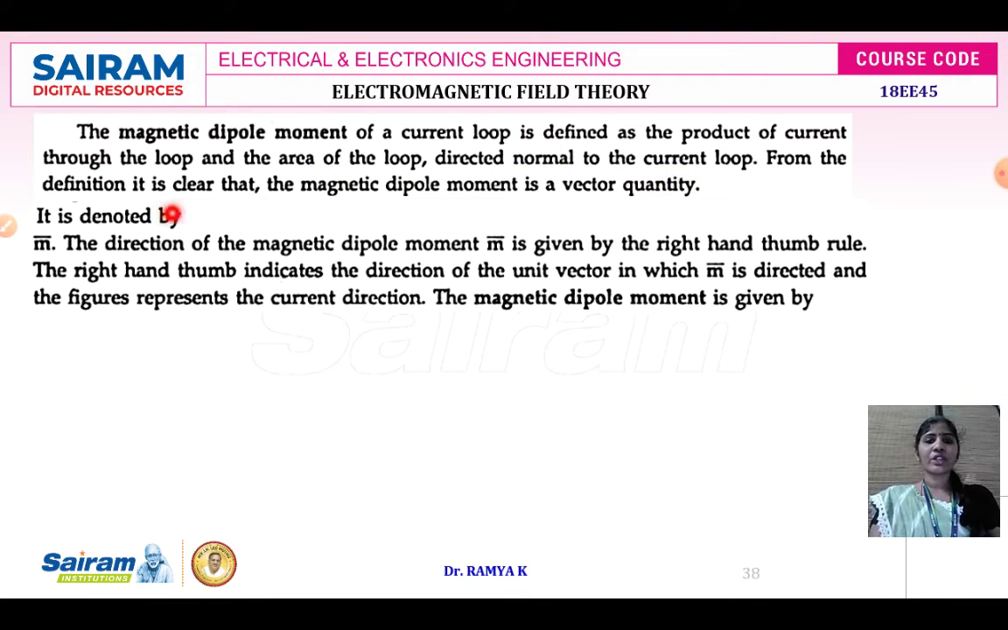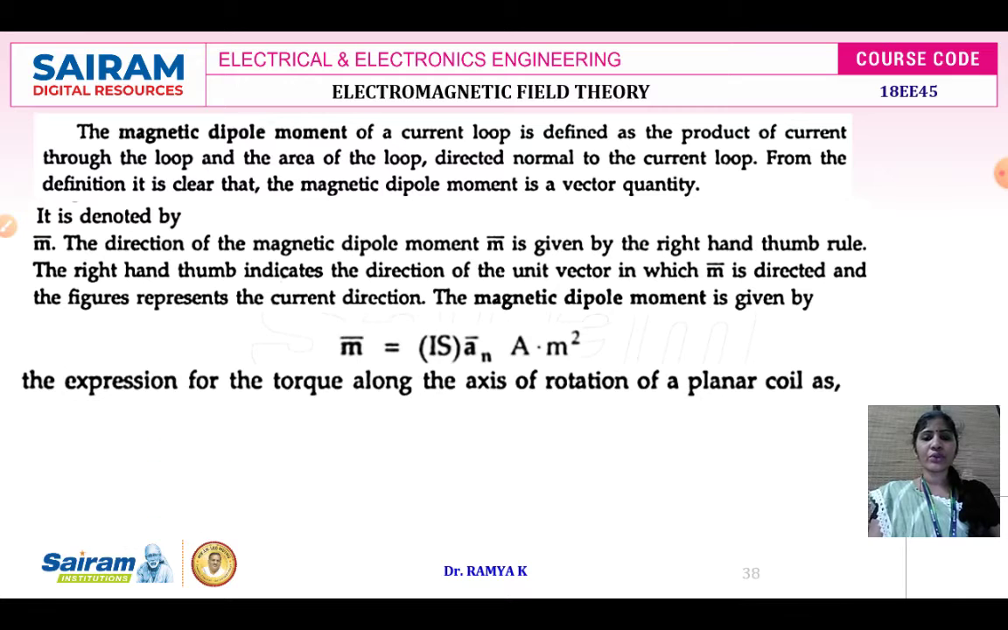From the definition, it is clear that the magnetic dipole moment is a vector quantity, and hence we can write, according to the right hand thumb rule, the direction of the unit vector a_n. The magnetic dipole moment m is equal to I into S a_n, where I is the current and S is the surface area.